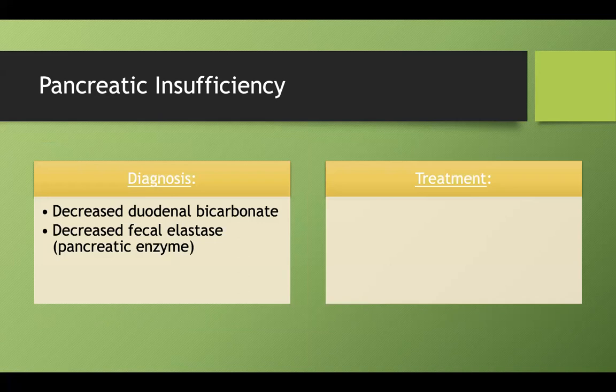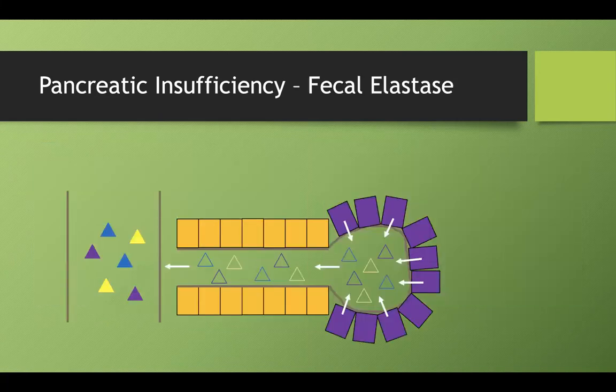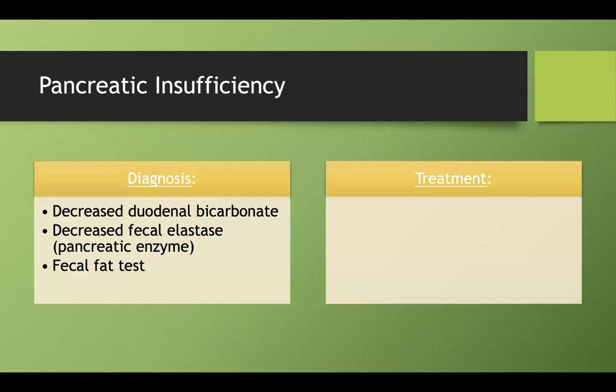Another thing you'll see is decreased fecal elastase. Elastase is one of the pancreatic enzymes that is secreted into the lumen of the duodenum. Here in a normal functioning pancreas, you'll have a ton of enzymes, and let's say the yellow ones are the elastase enzymes. You can detect this enzyme in the stool to some extent, whereas in pancreatic insufficiency, you're not going to have as much of that detectable in the stool. So that's why you have decreased fecal elastase.